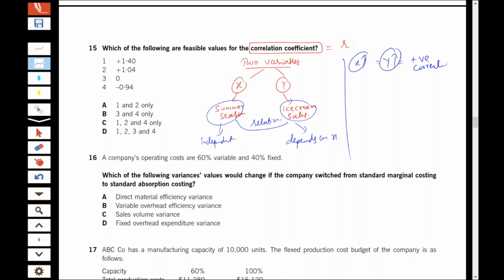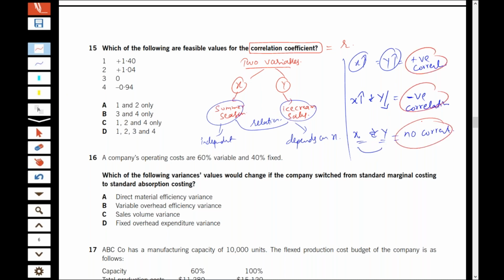For example, if your summer season would increase, your sales would increase, a positive correlation. If X is increasing and Y is decreasing, this is the negative correlation. And if X and Y are unrelated, this is no correlation. For example, any season and the production of apples and bananas, because it comes in every season.